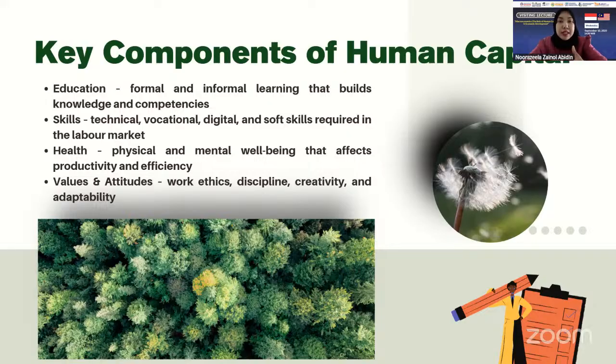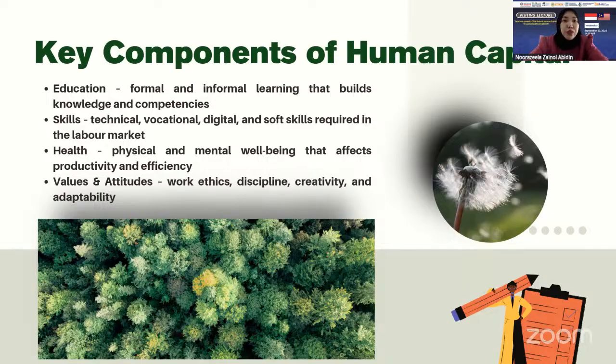Skill comprises technical skill, vocational skill, digital skill, and soft skill. Technical skill is a specialized ability for industry such as engineering, medicine, or IT. Vocational skill is more about hands-on expertise in trades such as mechanic, electrician, or culinary arts. Digital skill is essential in today's economy, for example coding, data analysis, and digital marketing. And the last skill is soft skill, which is more about communication, teamwork, leadership, and problem solving. Skill determines how well workers meet labor market demand and contribute to competitiveness.